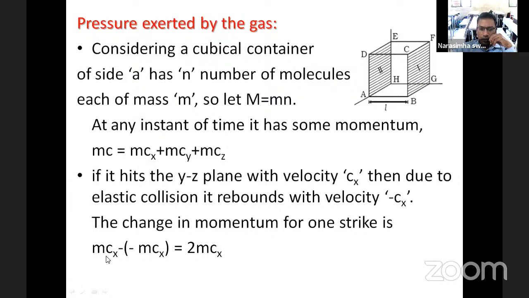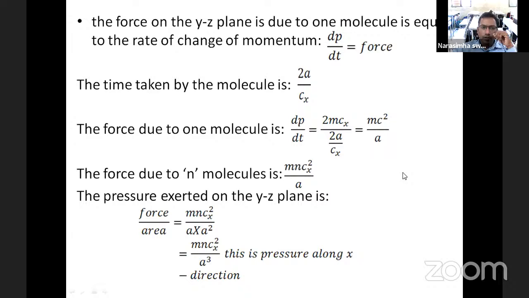So the change in momentum for one strike: one particle is moving, collides with one side plane and comes back with the same velocity. The change in momentum is m cx minus of minus m cx, that is 2 m cx for one strike. Now the force on the YZ plane due to one molecule is equal to, that is, we are calculating the force exerted on it.